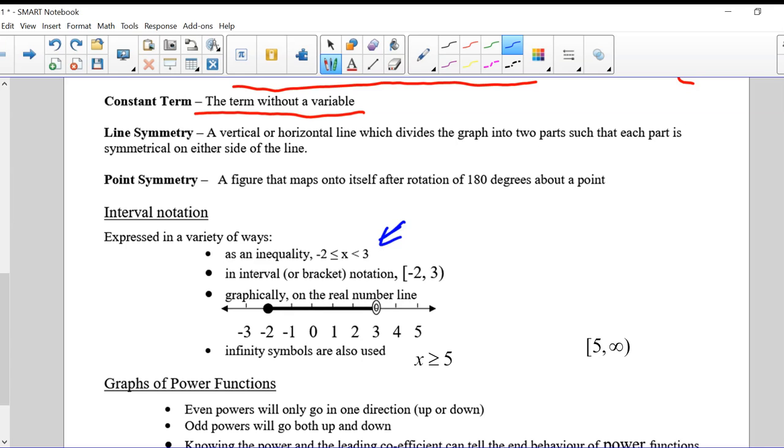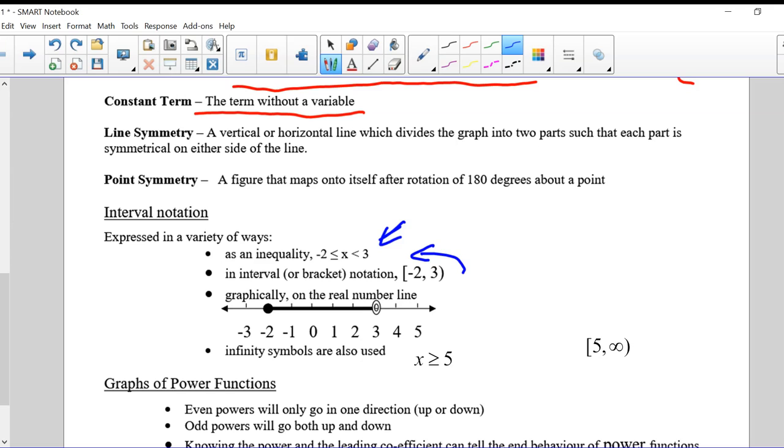You can also use brackets. You notice that I have a square bracket on the -2, followed by a comma, followed by the 3 with a round bracket. The square bracket means that I am including the minus 2. So it's the same answer as the one before. These two answers are both saying the same thing. The minus 2 to 3 is the same as the first one, because the minus 2 is included, whereas the 3 is not. The 3 is the boundary, so it goes up to 3 but does not include the 3.